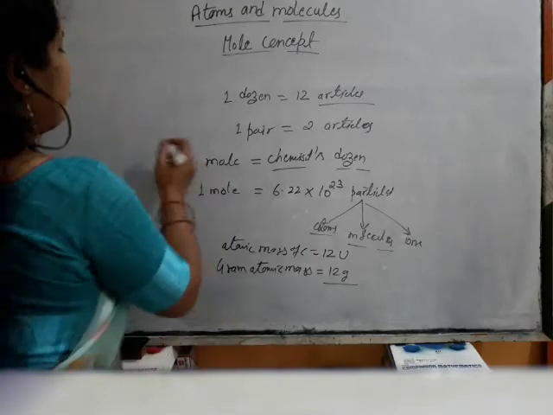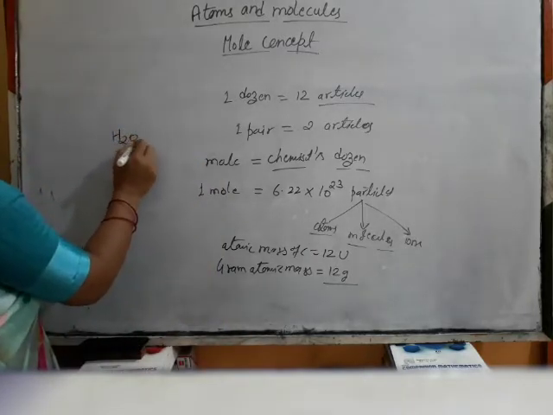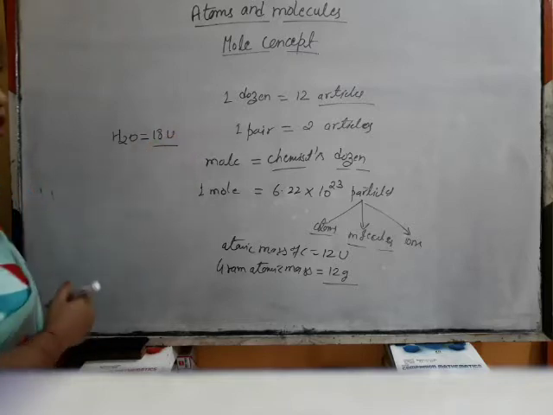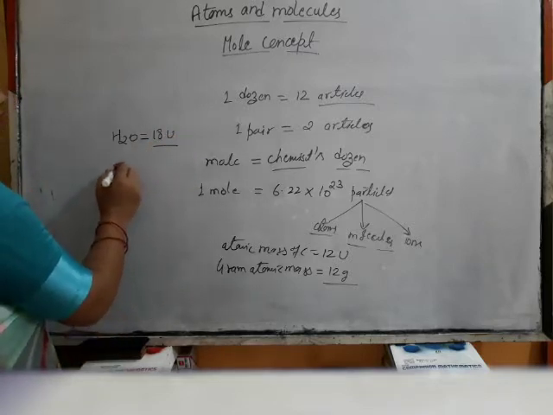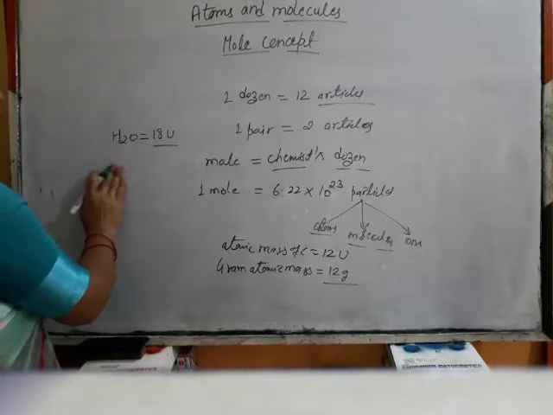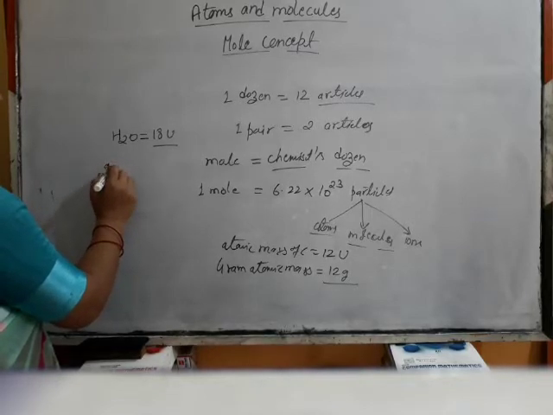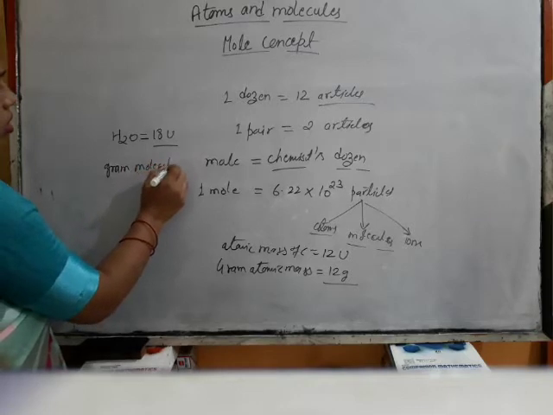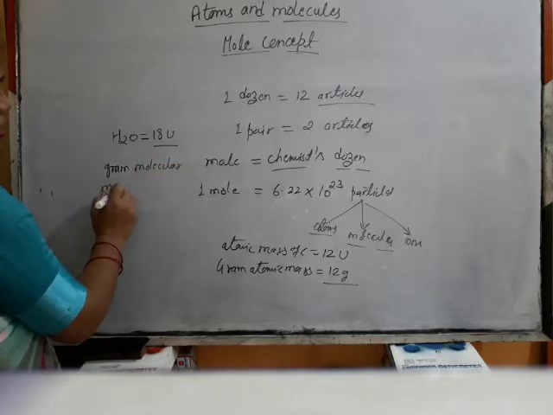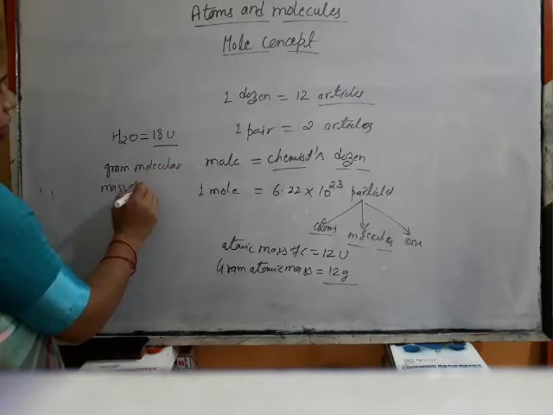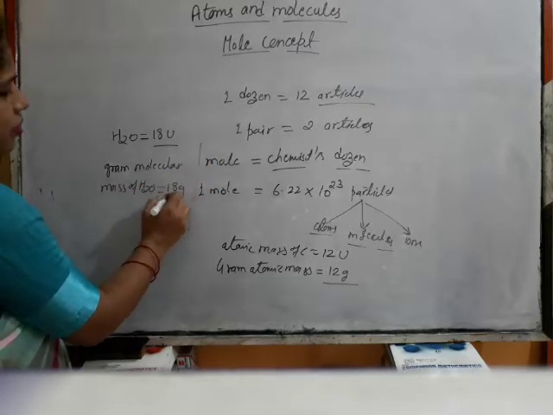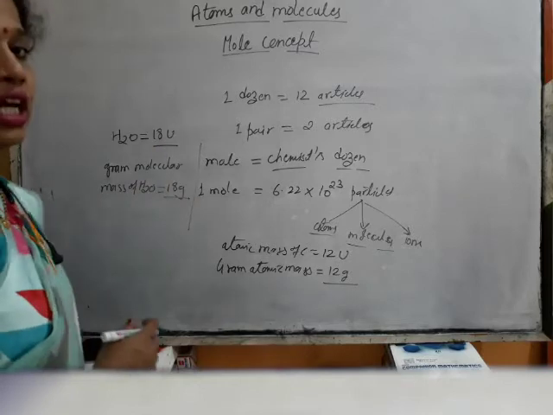If we talk about water, water is a molecule and the molecular mass of water is 18 U. And if we write the gram molecular mass of H2O, that means it will be 18 grams. It will be no more 18 U.